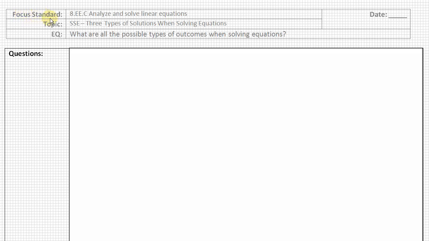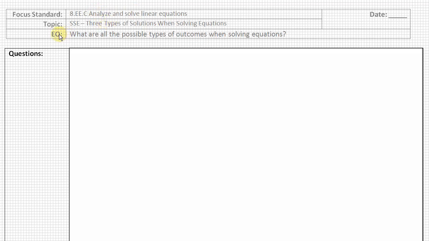The focus standard for this lesson comes from Grade 8, Expressions and Equations, Standard C, Analyze and Solve Linear Equations. Our topic for today is still from simplifying and solving equations, and we're focusing on three types of solutions when solving equations. So we're going to be putting both of these things together, solving them and analyzing the solution that we get.